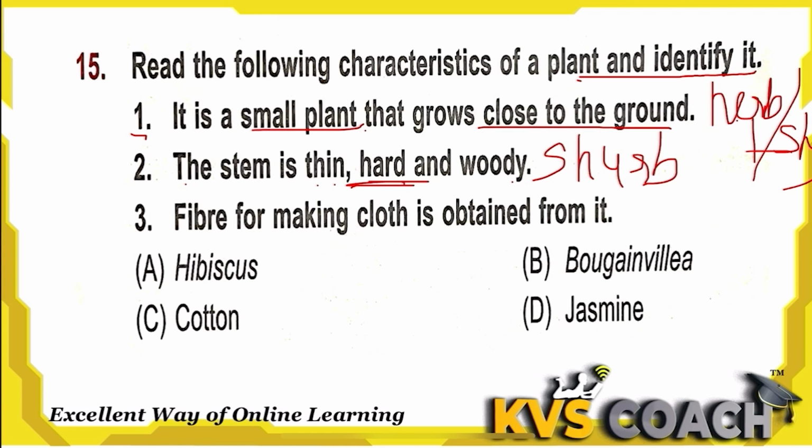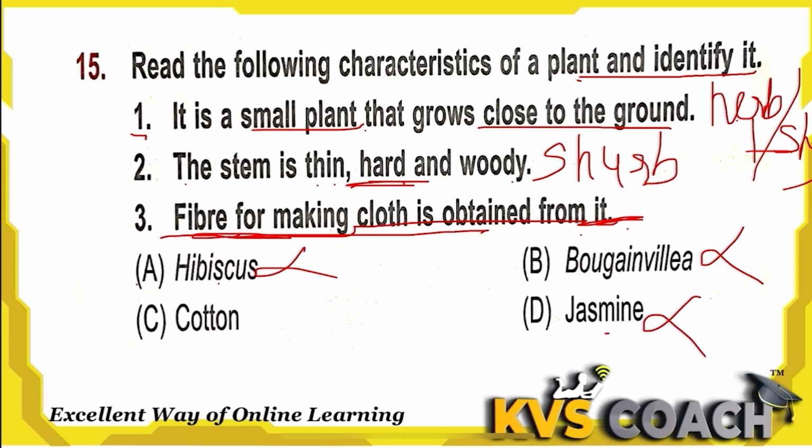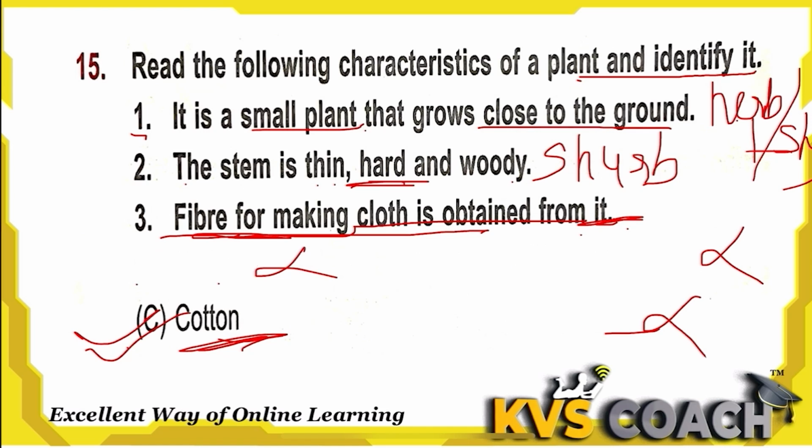Fiber for making cloth is obtained from it. So it may be cotton, it may be jute. Let's check. Option A, hibiscus. No, we cannot get fiber from it. Bougainvillea, no. Jasmine is a no, we get only oil from it. So option C is the right answer. Cotton is the plant from which we get fiber for making clothes.